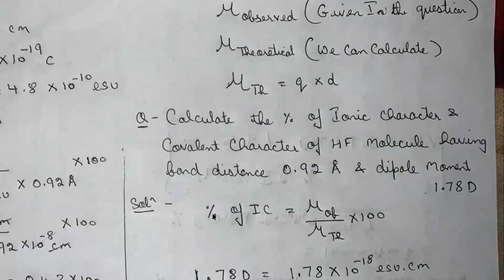What is given in the numerical? We have to calculate the percentage of ionic character and covalent character of HF molecule having bond distance 0.92 angstrom and dipole moment 1.78 debye. This dipole moment, which is given in the question, is the observed dipole moment. We'll put these values in our formula. Percentage of ionic character is mu observed over mu theoretical into 100.